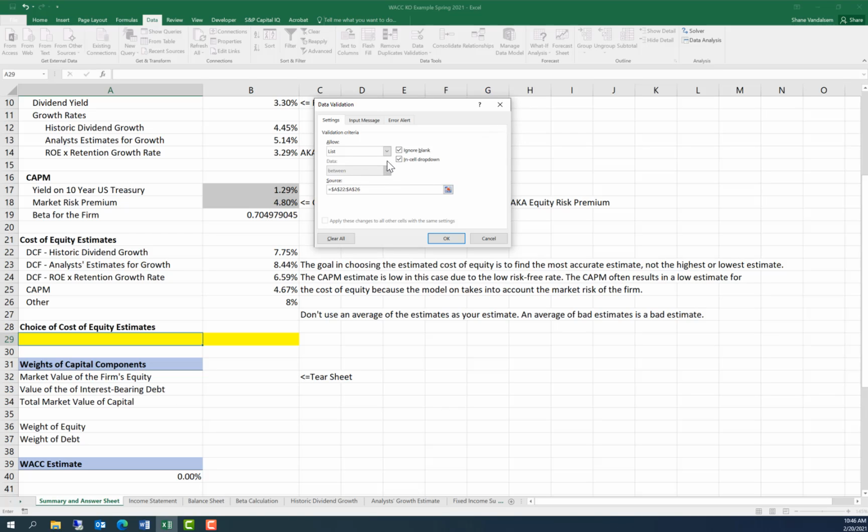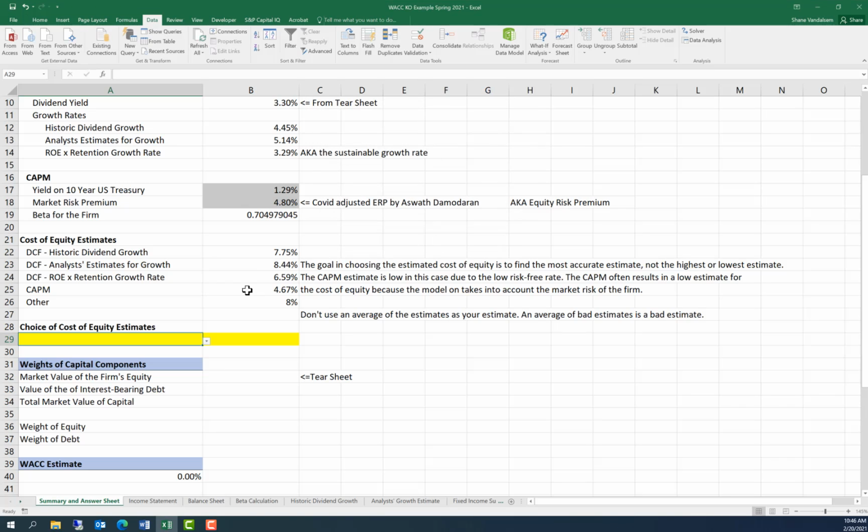So again, I selected list, and then I selected this box here, highlighted the names of each of the estimates. I'm going to press OK. So now you see this little box pop up here, and I can select any of these estimates. Now that doesn't do me a whole lot of good because there's nothing showing up here.